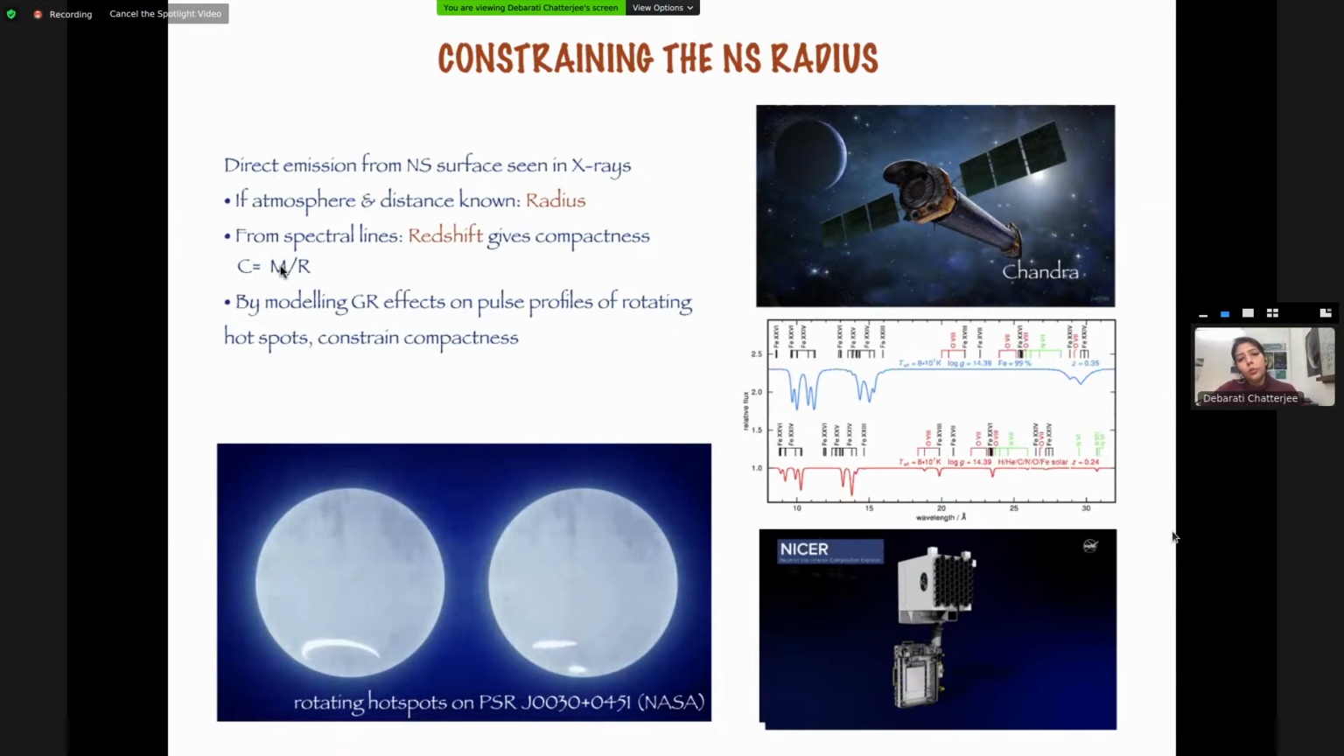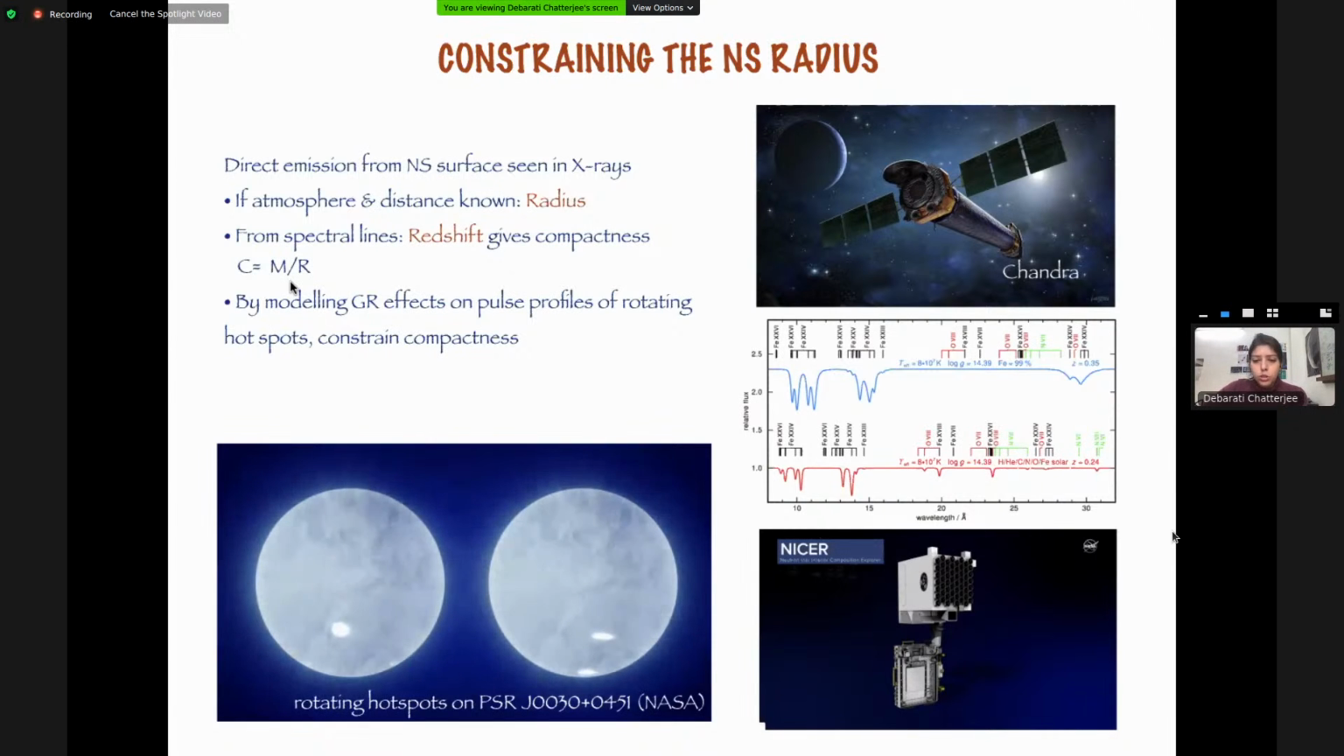So if we know the mass of the neutron star and we observe spectral lines, from this we can calculate the redshift and therefore the radius. This is an indirect method of calculating the radii. Recently, we have some hope of constraining the neutron star radius to very good accuracy, hopefully up to 5% accuracy.